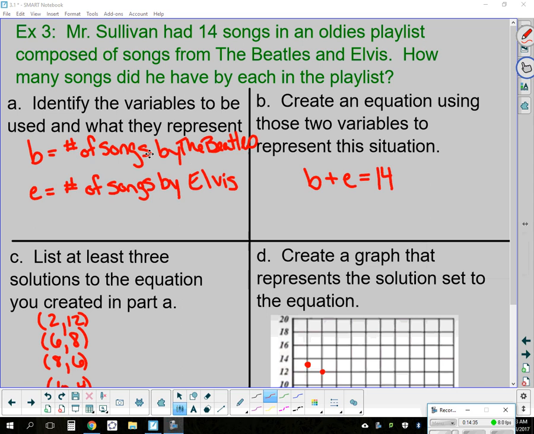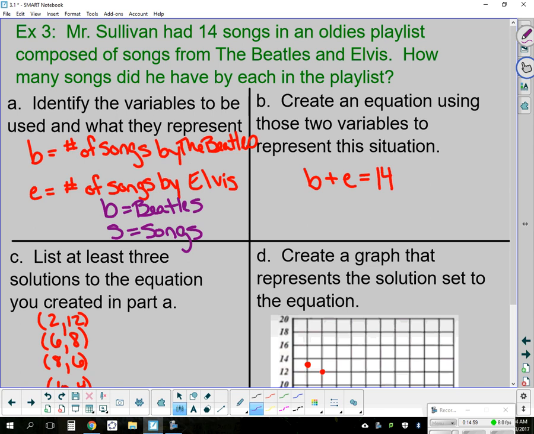Okay. Part A, you could have chosen any variables, but this time I went a little crazy. I didn't use X and Y. I used B and E. B for the number of songs by the Beatles, E for the number of songs by Elvis. Something I often see students do is they'll just write whatever their first variable is, and on this problem, they would have just written Beatles. Or they would have written S and songs.